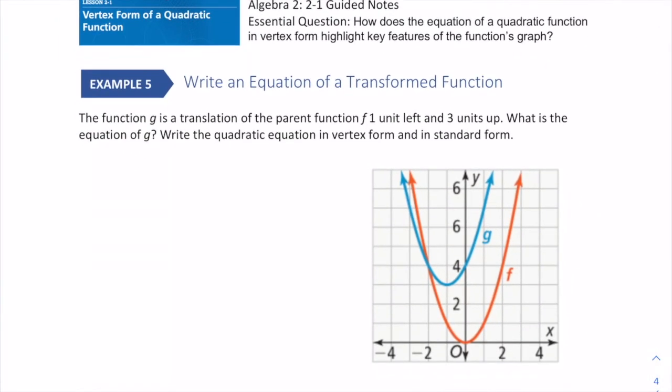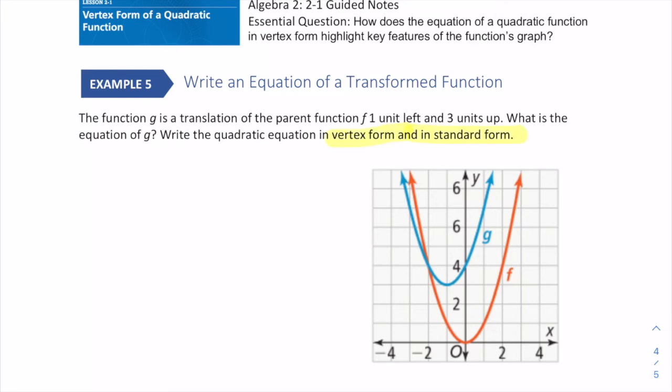So for this one, it says the function g is a translation of the parent function f, 1 unit left and 3 units to the right. Or sorry, 1 unit left and 3 units up. What is the equation of g? Write the equation in standard form and in vertex form. So we're going to have to write both.